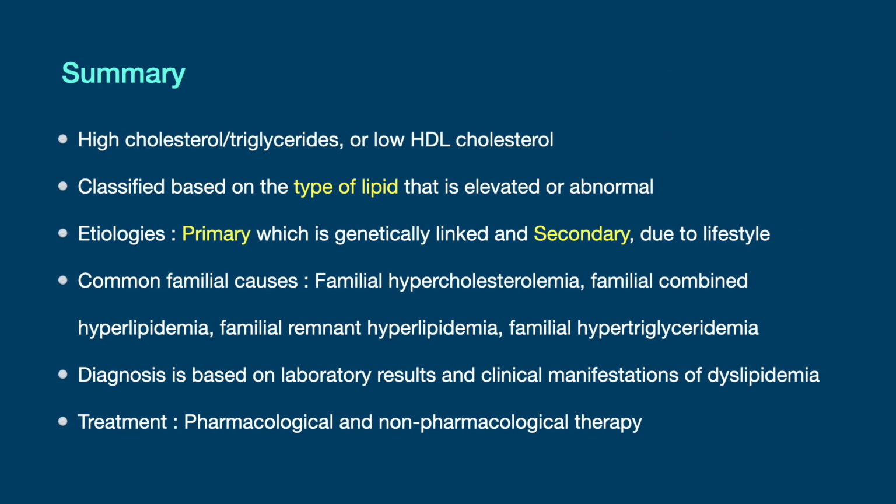In summary, dyslipidemia refers to the state of elevated plasma cholesterol, triglycerides or both, or a low HDL cholesterol level that contributes to the development of atherosclerosis. Dyslipidemia is here classified based on the type of lipid elevation. This condition can be linked to genetic mutations or secondary to lifestyle and environmental factors. Common familial causes are familial hypercholesterolemia, familial combined hyperlipidemia, familial remnant hyperlipidemia, and familial hypertriglyceridemia.